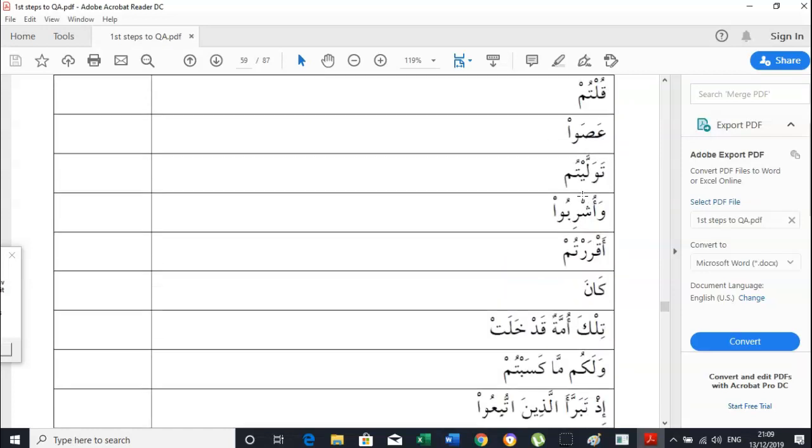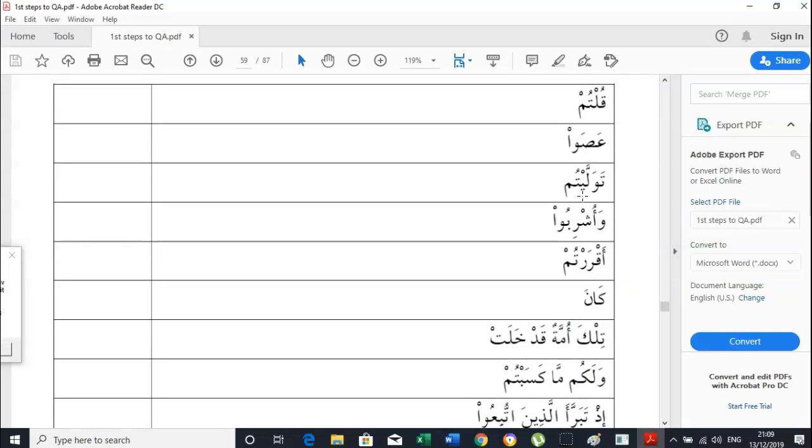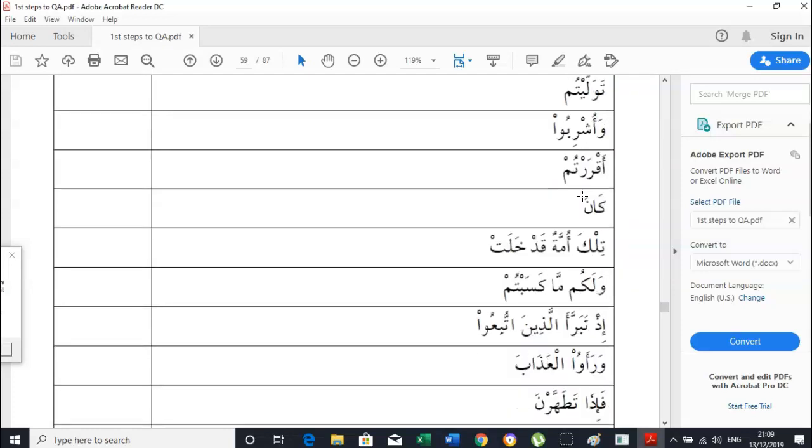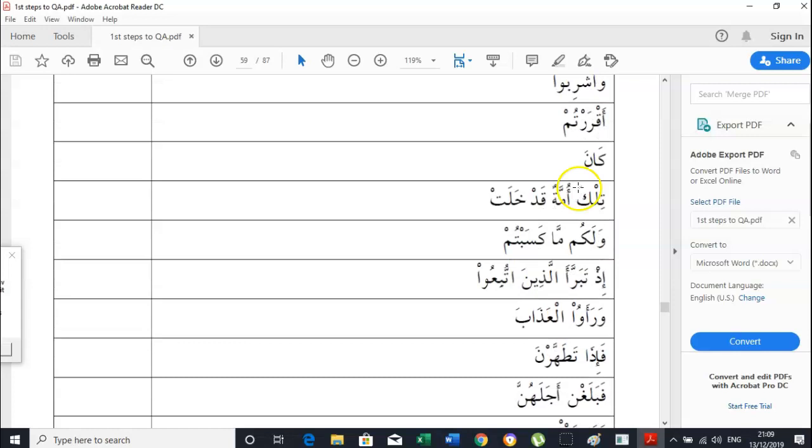Okay, look at the seventh one. Tilka ummatun qad khalat. What kind of word is tilka? What does that mean? Feminine. Okay, it's feminine. It's a pointer, isn't it? Remember? Is that a sentence or a fragment? Fragment. Why? That's the reason why it's not a fragment. Yeah. Okay, it's a sentence. So pointer plus al is a fragment. Pointer without al is a sentence.